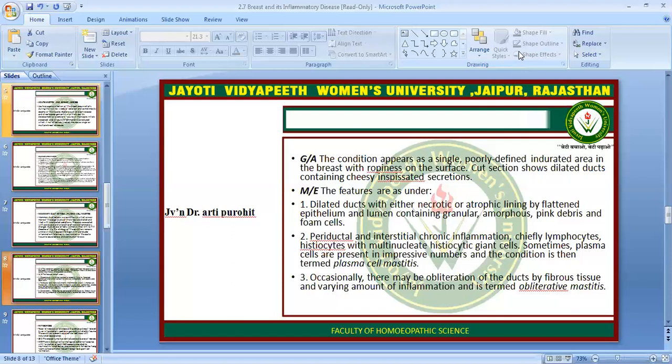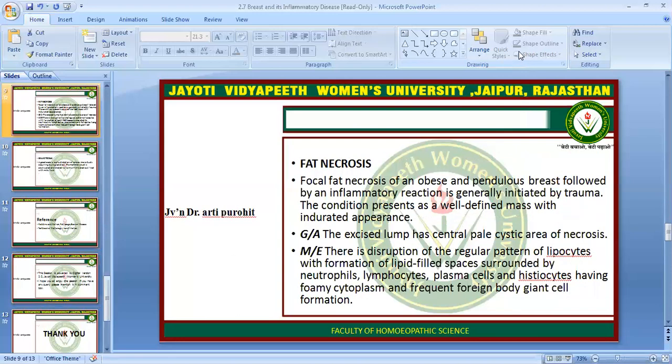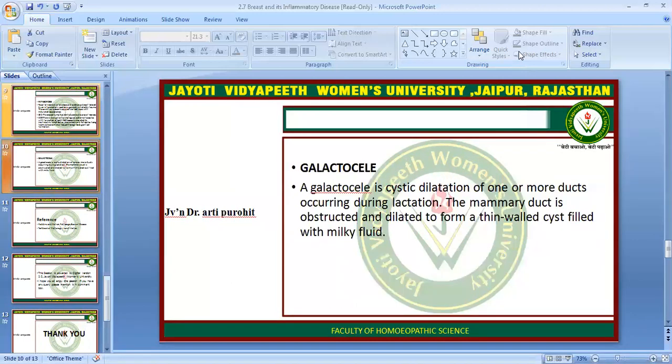Occasionally, there may be obliteration of the ducts by fibrous tissue and varying amount of inflammation, and it is termed obliterative mastitis. There is fat necrosis also in the breast. Local fat necrosis of an obese and pendulous breast followed by an inflammatory reaction is generally initiated by trauma. The condition presents as a well-defined mass with indurated appearance.